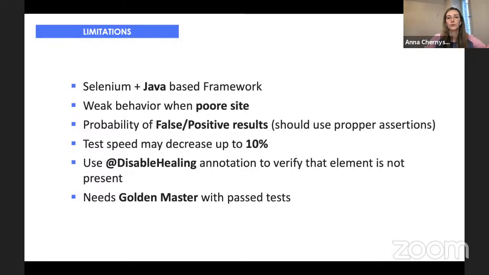But to avoid these cases, you should use proper assertions. It's a common test automation practice just to verify that you are on the target page, that you interact with the right element. So for these purposes, assertions should be used, and in these cases, the probability of false positive results is low.